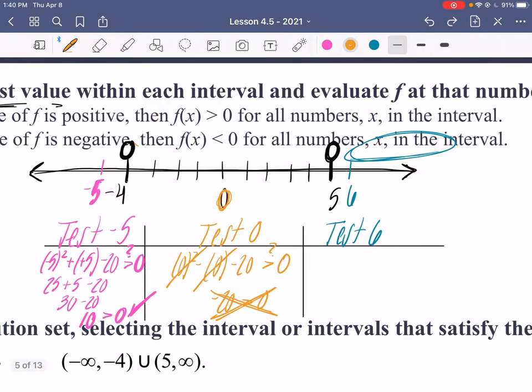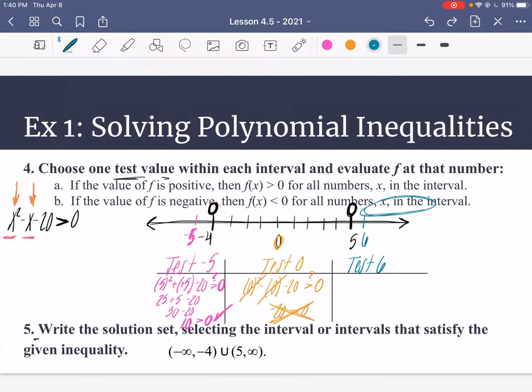I'll still let you see it for now. And then finally, we're going to test 6. So plug this in: 6 squared minus 6 minus 20. See if that's greater than 0. So we get 36 minus 6 minus 20.